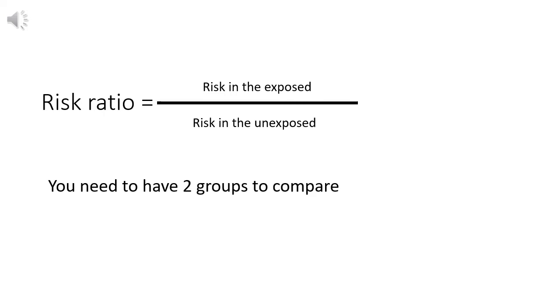Risk ratio is calculated the following way. In the numerator, there is a risk of the disease in the exposed group. In the denominator, there is a risk of the disease in the unexposed group. Risk is cumulative incidence that you already know how to calculate.